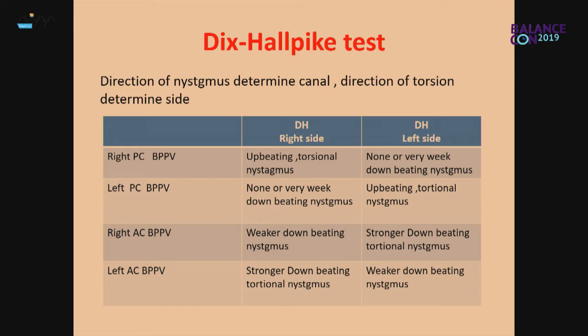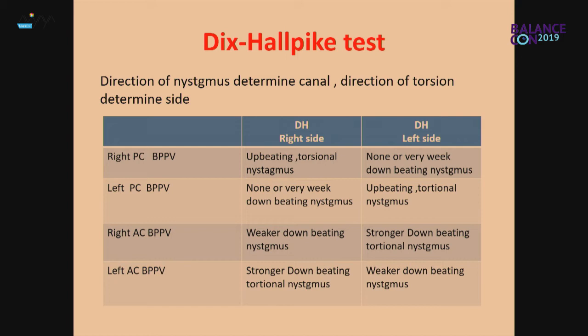To summarize, if you have a right posterior canal BPPV, on the right side it's always upbeating torsional nystagmus. Sometimes you see in the other side an inhibitory component with a downbeating nystagmus, weak downbeating. But it's not a must, but sometimes you see. For left posterior canal, you will find on the left Dix-Hallpike upbeating torsional and on the right weak downbeating.